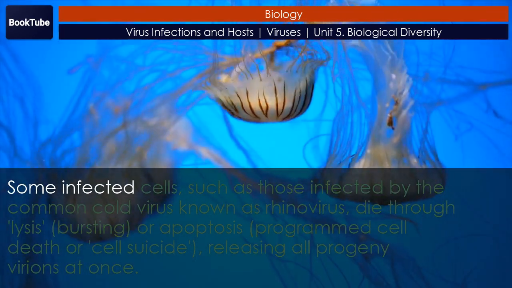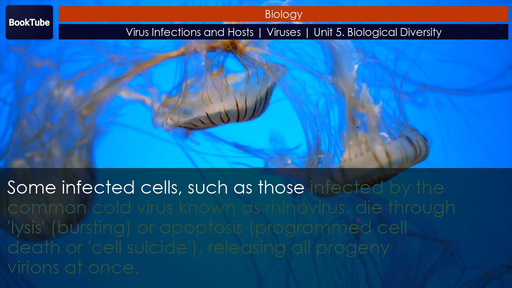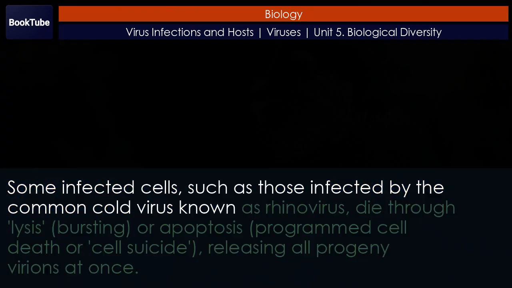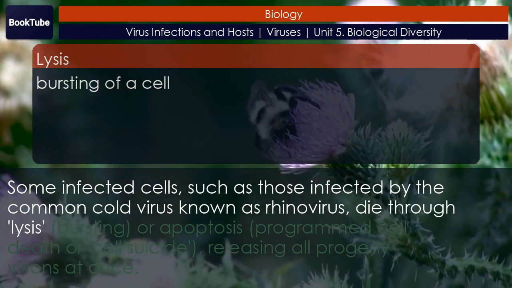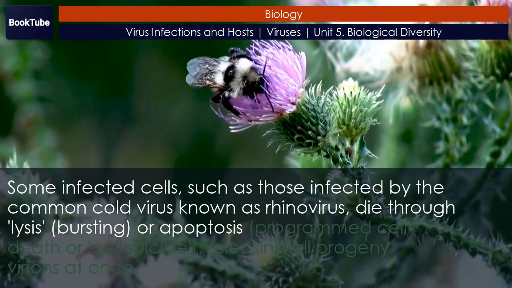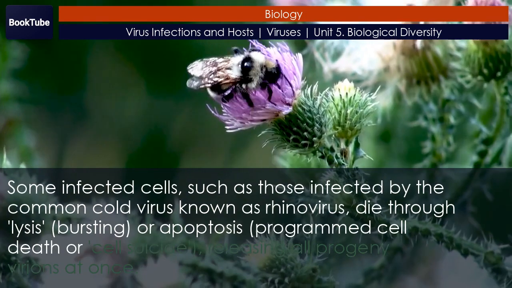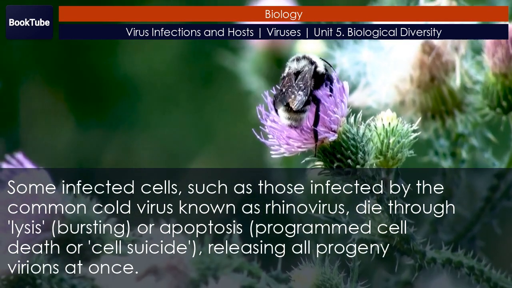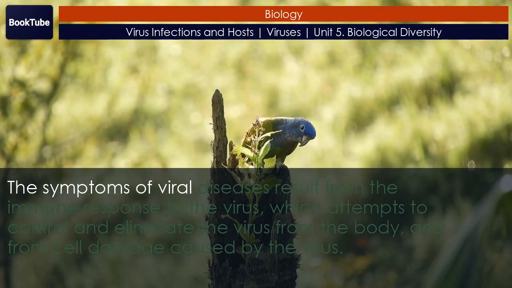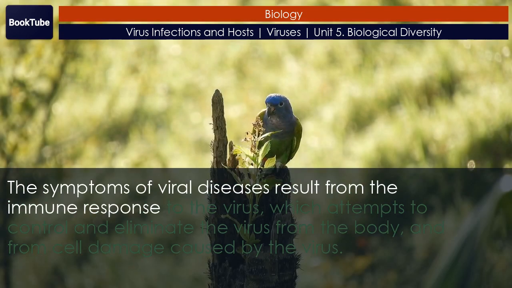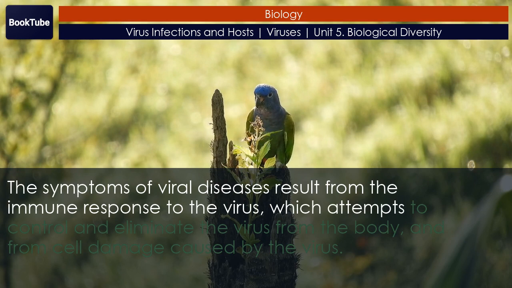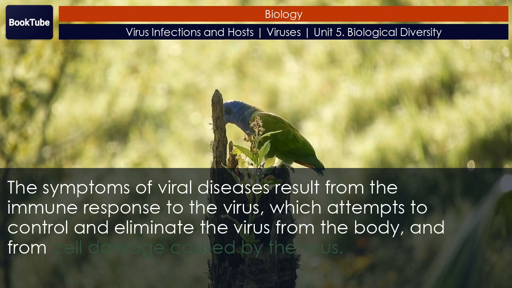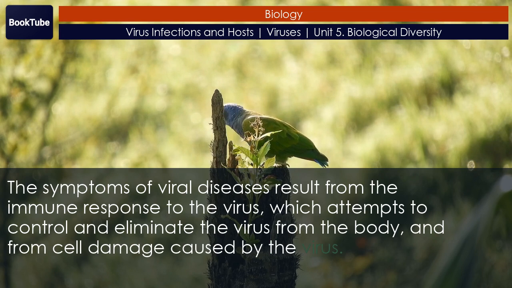Some infected cells, such as those infected by the common cold virus known as rhinovirus, die through lysis, bursting, or apoptosis, programmed cell death or cell suicide, releasing all progeny virions at once. The symptoms of viral diseases result from the immune response to the virus, which attempts to control and eliminate the virus from the body, and from cell damage caused by the virus.